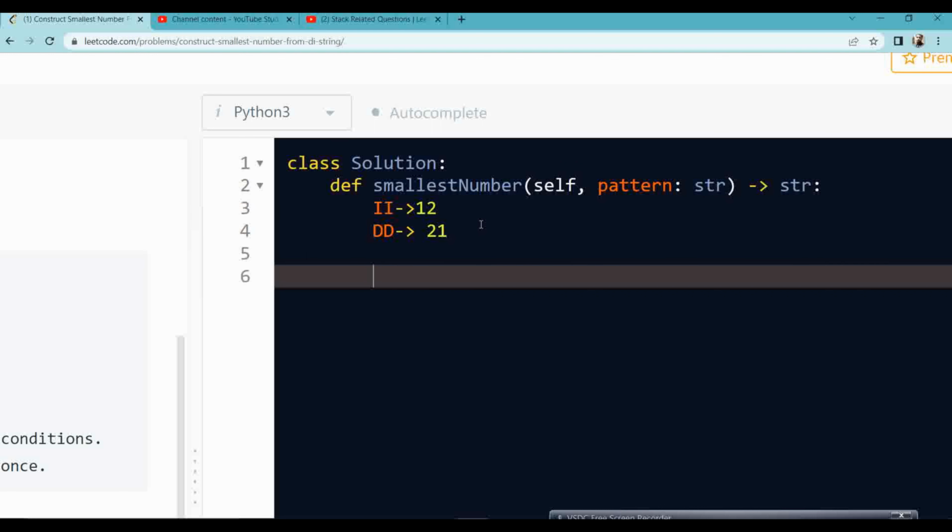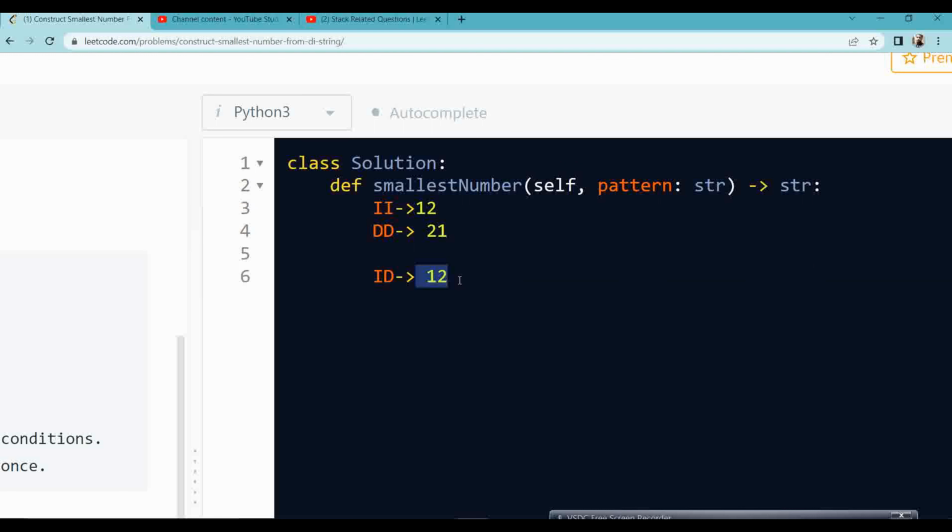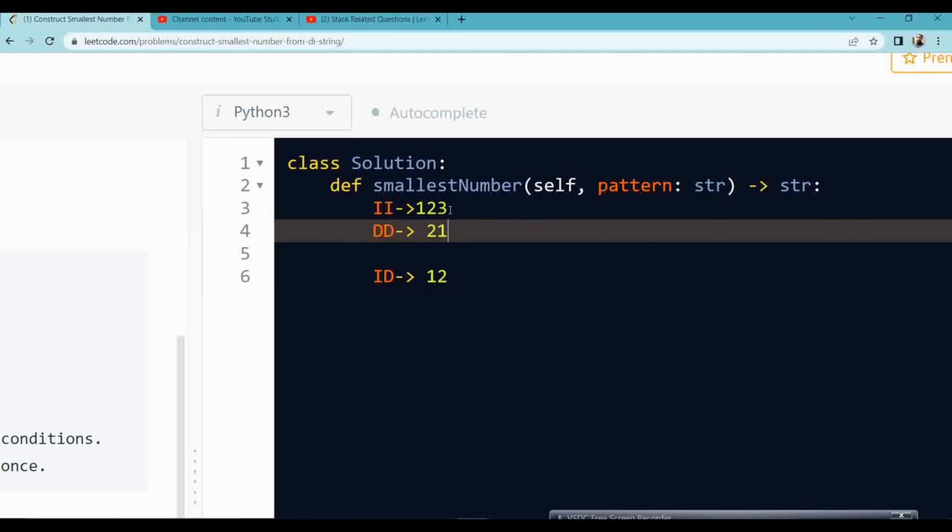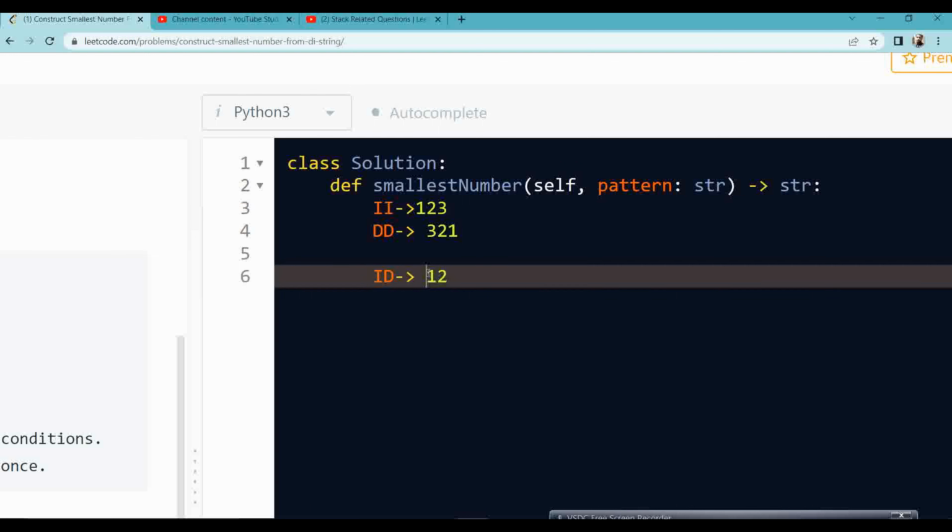But what if we have a ID? For I, the next number is greater, so I can write 1 2. For D, I can write 2 1. For I, I can write 1 2 3, and for D, 3 2 1. For I, I can write 1 2.